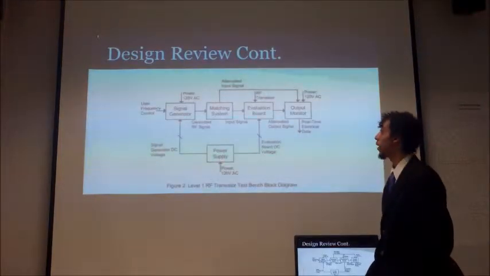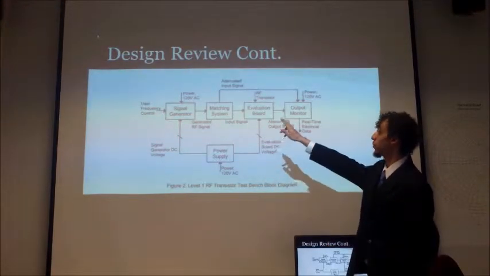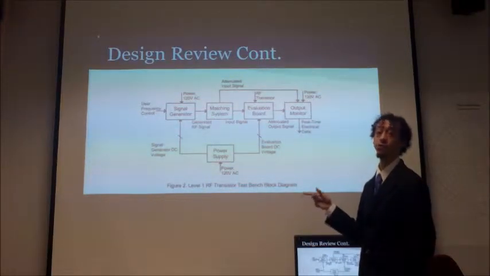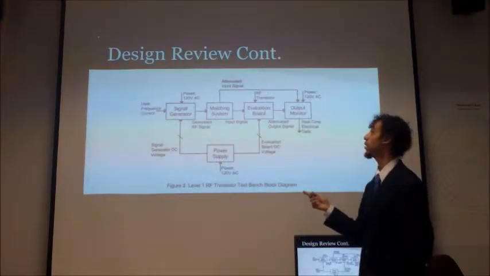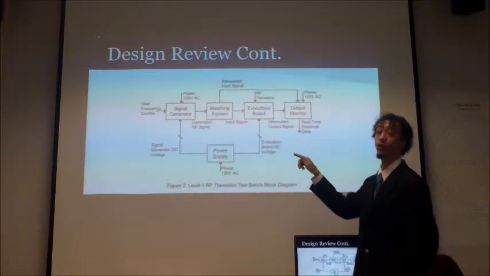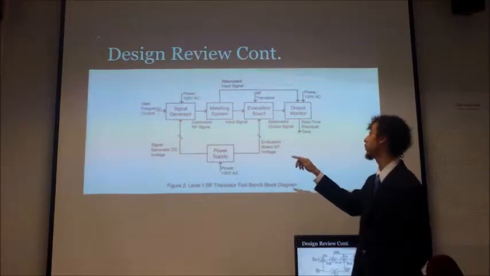This is our level 1 block diagram, giving us some more detail. We've broken it into components, starting with the signal generator, which has inputs of signal generator DC voltage, your standard 120 volt AC power, and user frequency control. Its only output will be the RF generated signal that will go onto the matching system.